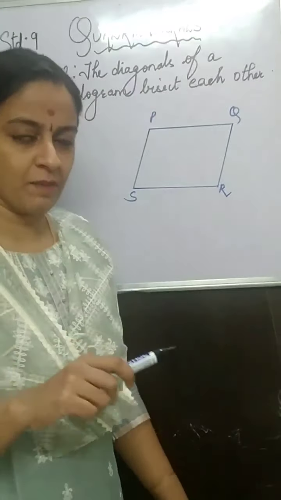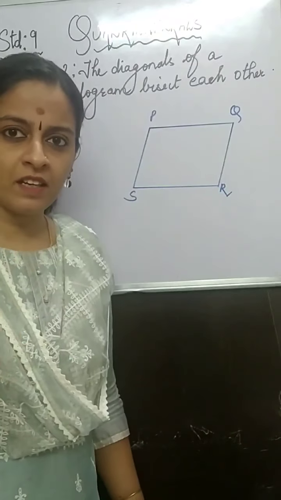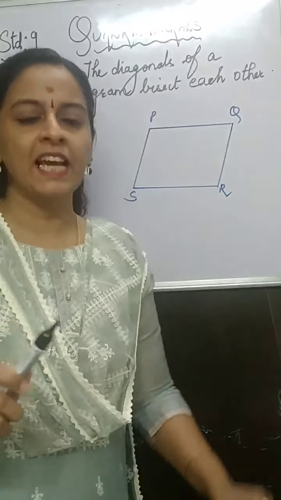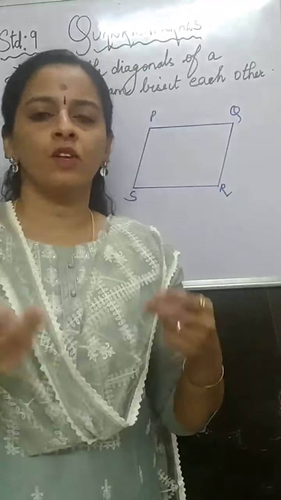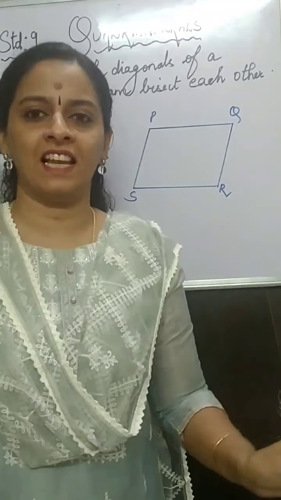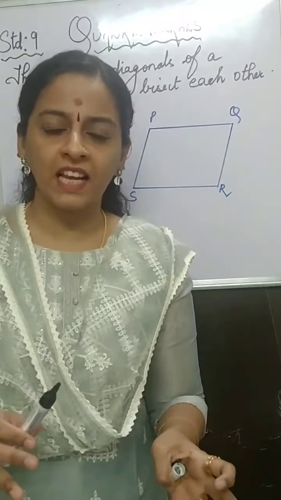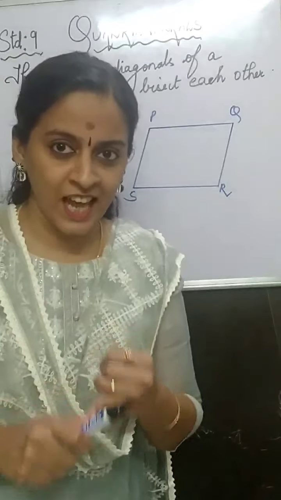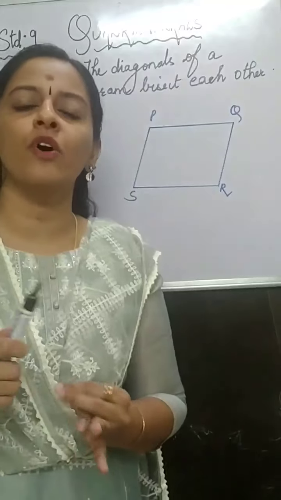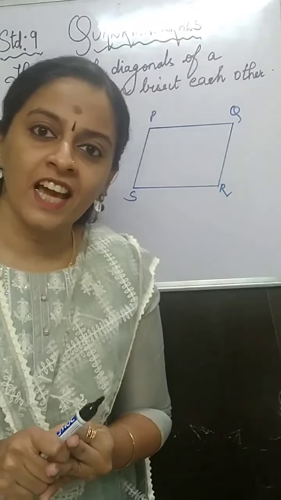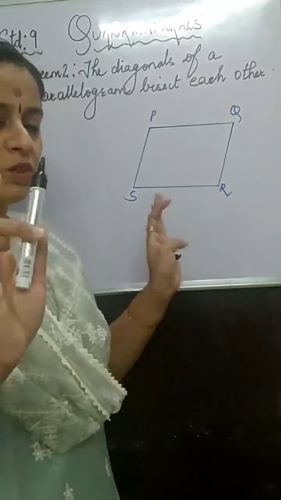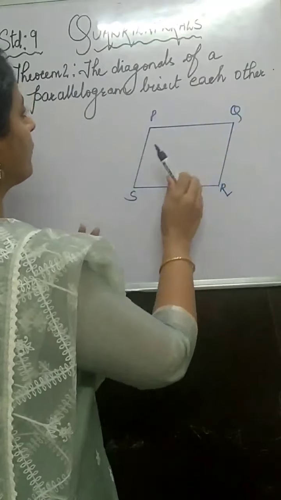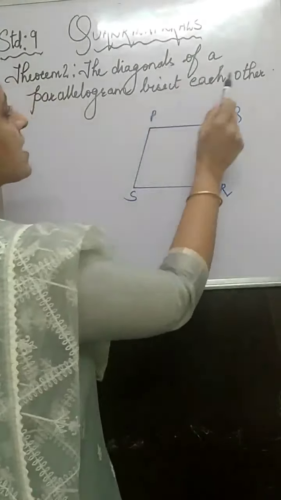Like the first theorem, if a parallelogram is given, what should come to your mind automatically? Parallelogram means the opposite sides are parallel. If the opposite sides are parallel, then you can take any angles which are formed, that is, the alternate angles congruent, corresponding angles congruent, and the interior angles supplementary. Okay, so in the same way, we will try to prove that the diagonals bisect each other.